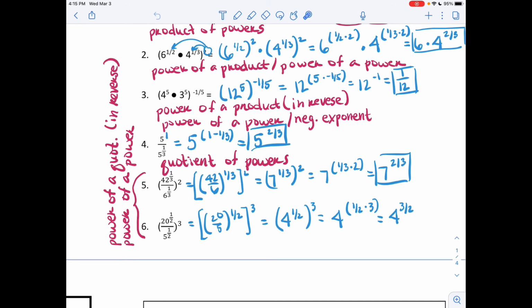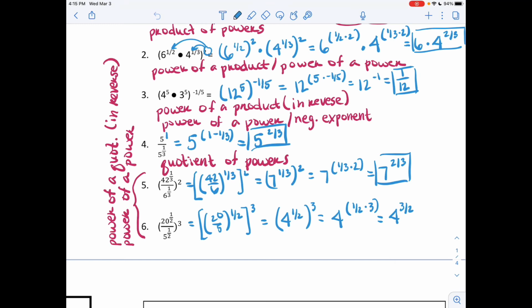We're going to rewrite the inside of the parentheses as a single fraction raised to an exponent of 1/2, so 20 divided by 5 raised to the 1/2 power, and then raised to the 3rd power. I know that 20/5 is 4, and so 4 to the 1/2 to the 3rd. Remember that our powers multiply, so 1/2 times 3, and that's going to give me 3/2, so 4 raised to the 3/2 power. I'm going to give you a little hint here.